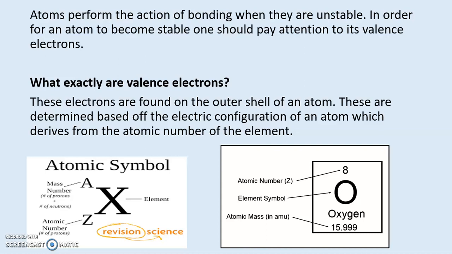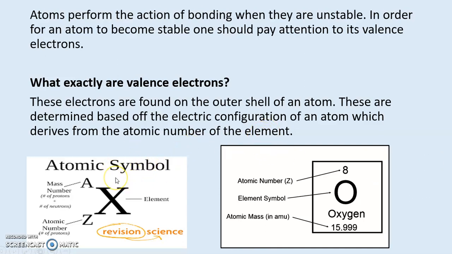These are determined based on the electronic configuration of an atom, which derives from the atomic number of the element. Sounds a little bit confusing, doesn't it? I'm here to help. Now, the first thing we're going to focus on is the atomic number of an element. The atomic number tells the amount of protons or electrons of an atom.